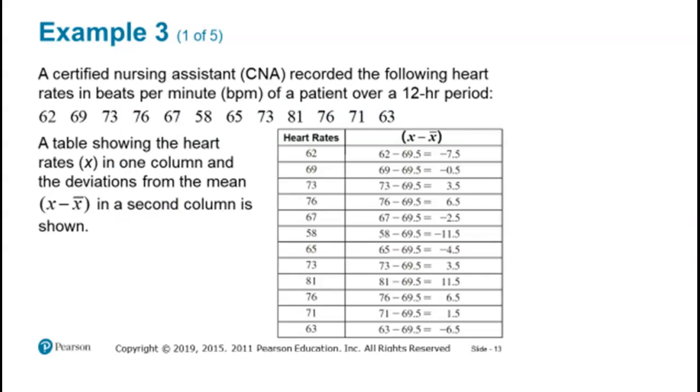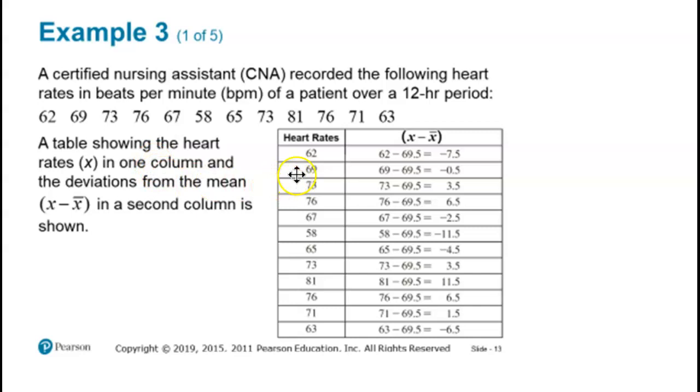And so when we do this problem, we're going to look at a CNA, which I know some of you out there are going to be CNAs, so this is a pretty cool example. We're looking at heart rate in beats per minute for a patient over a 12-hour period. And so we got 1, 2, 3, 4, 5, 6, 7, 8, 9, 10, 11, 12 different readings. And you want to try to figure out what the standard deviation from the mean is for these different periods where they've taken the heartbeat.